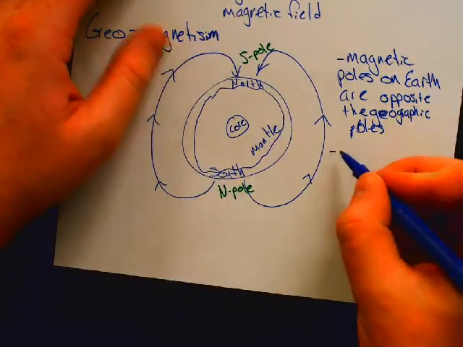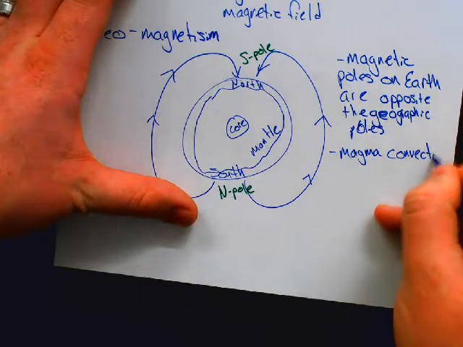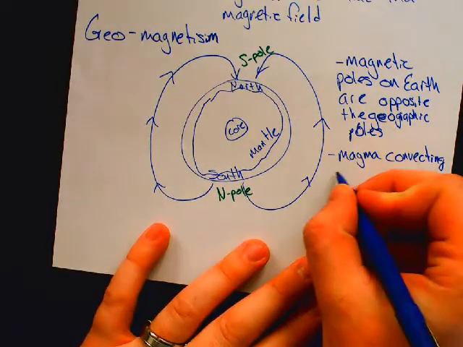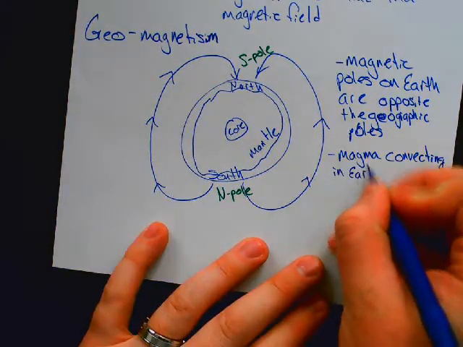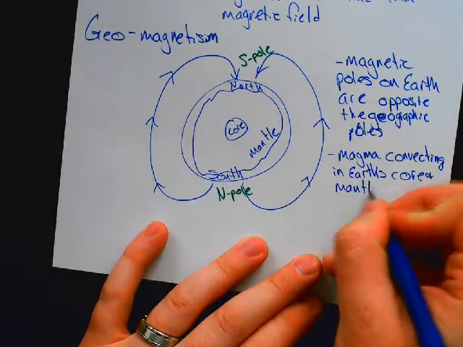Okay, so magma convecting. What is convecting? When heat rises, we get convection. So it's like a boiling pot of water. The hot stuff rises, the cold stuff falls. Well, magma in the Earth's center does that too. The hottest magma rises, the coldest stuff falls. So magma convecting in Earth's outer core, so core and mantle, moves charge.